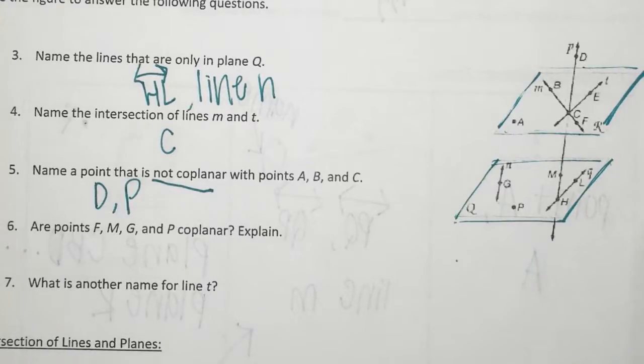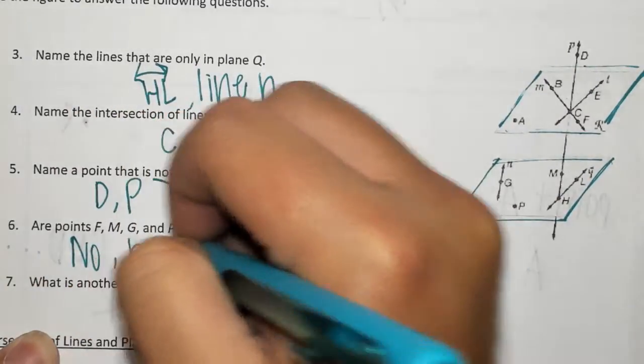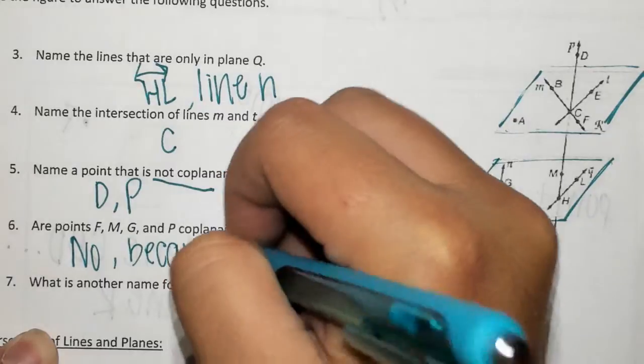So number 6, I need to see a sentence. Why do you think I'm making you write a sentence? What key word in the question? Explain. What point was it?